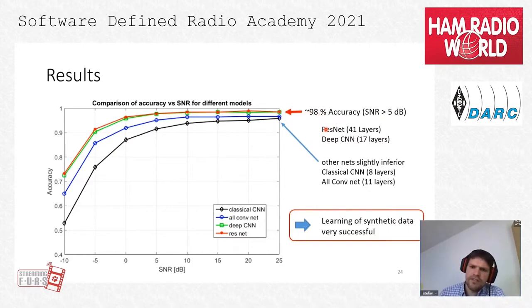And this can be obtained by the ResNet, the residual net, the one with a large number of layers, 41, and the deep net. The other networks with 8 and 11 layers are a little bit inferior. But you can also see that for this neural network, it's possible to go beyond an accuracy of 95% for high SNR values. So the learning of this synthetic data was very successful.